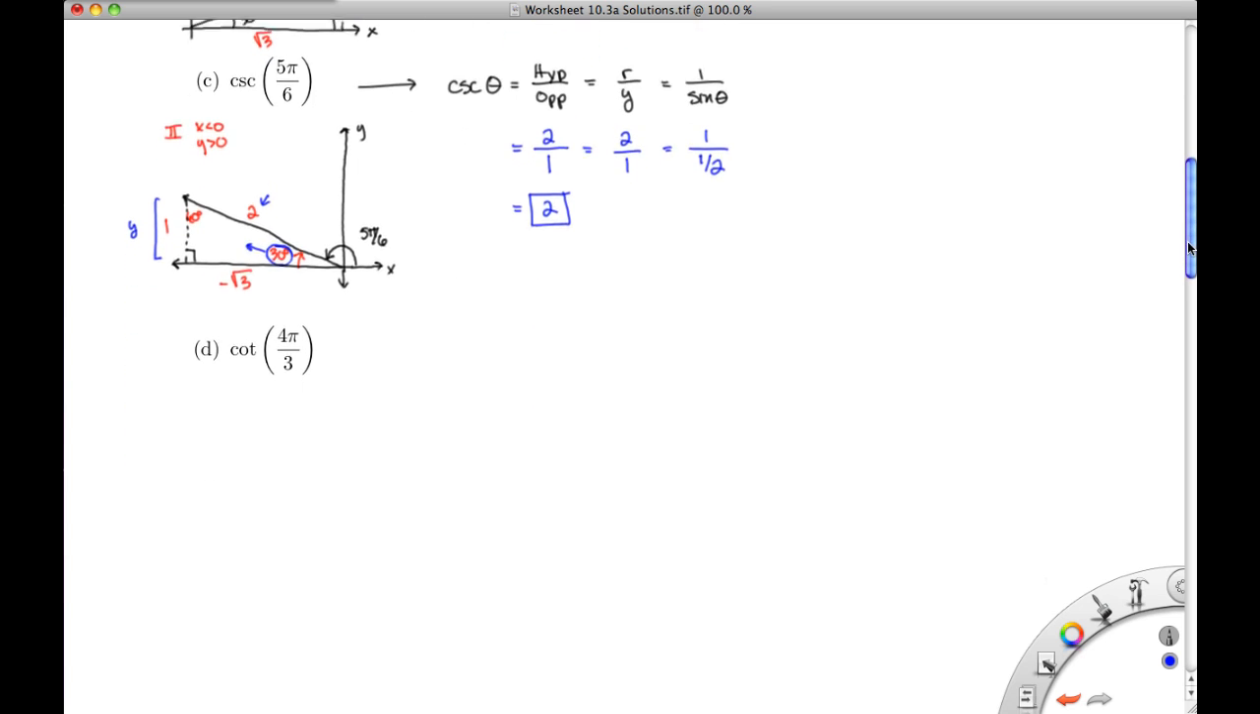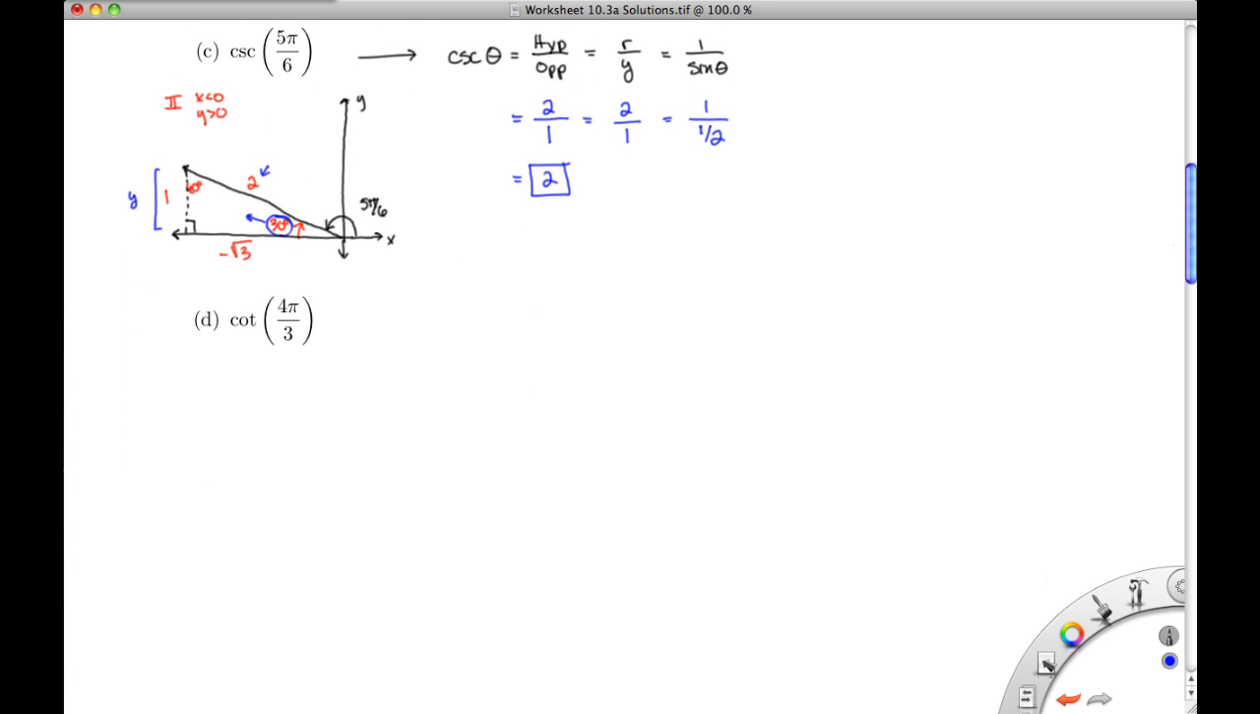All right, and the last one is the cotangent of 4 pi over 3. So 4 pi over 3 is going to be a third quadrant angle, and this is definitely something you want to be comfortable doing, is identifying where these angles lie. So let's go ahead and sketch this out. So here's our y-axis, and then our x-axis.